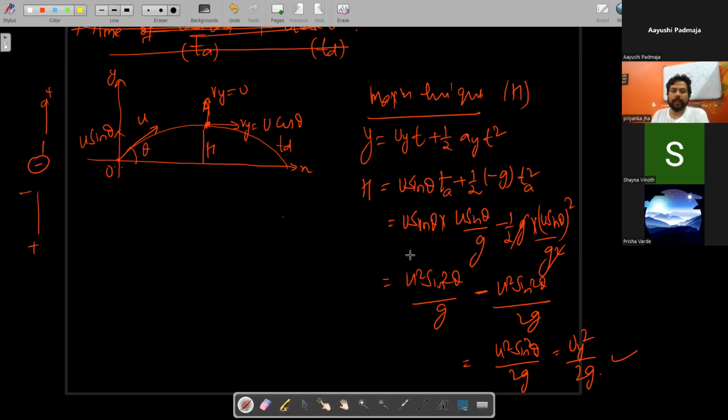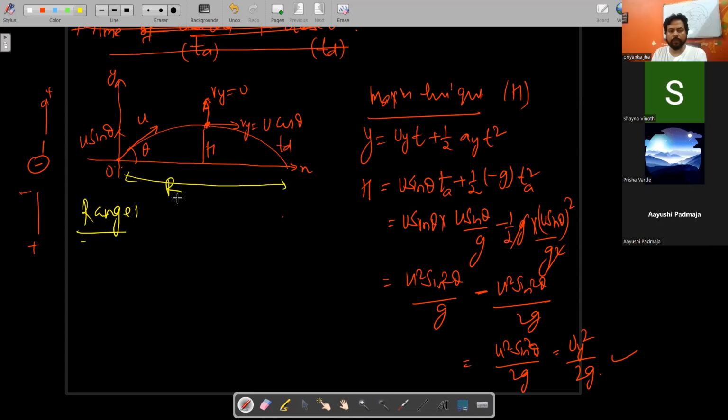Okay, fine. Now we'll calculate range. Do you remember the formula of range? How do you find range? This distance is known as range. It is u cos theta into t. Yes, this distance is known as range, Sx.